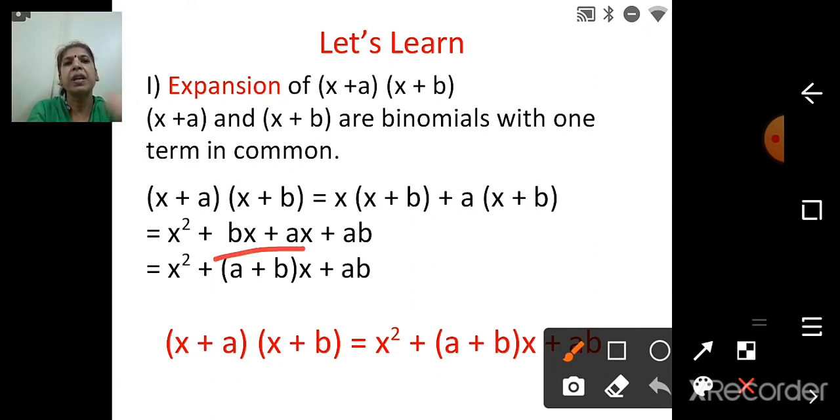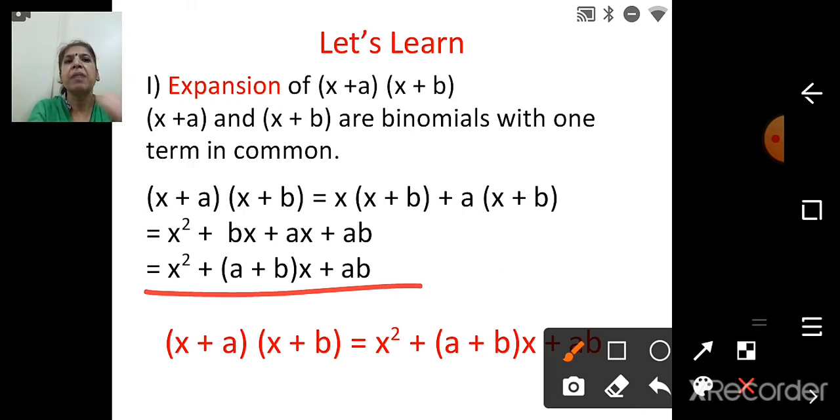Now again you see the middle term. X square, is any like term here? No. AB? No. They are unlike terms. Only the like terms are bx plus ax. So when we are adding, we have to add only the like terms. Unlike terms we cannot add. So which are the like terms? Bx plus ax. X is common, so x is taken outside the bracket. And what do you have? A plus b, the whole bracket multiplied by x. So just remember the formula which is derived: x square plus a plus b, the whole bracket, multiplied with x plus ab.